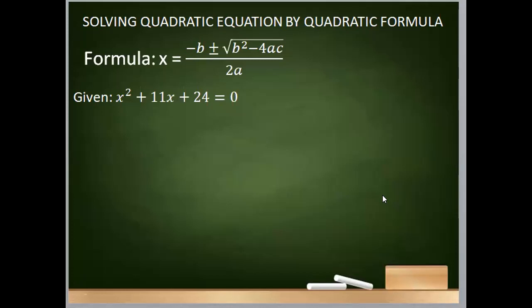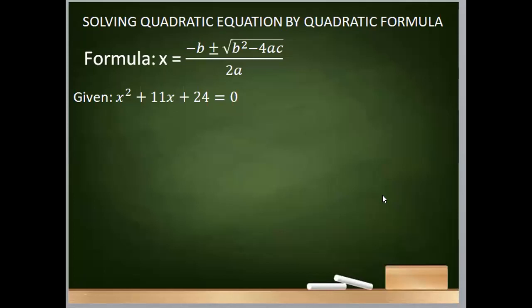Okay, for this method, we need to follow the formula x is equal to negative b positive and negative square root of b squared minus 4ac all over 2a. So ma'am, what is the first step that we need to use for us to find the value of x?